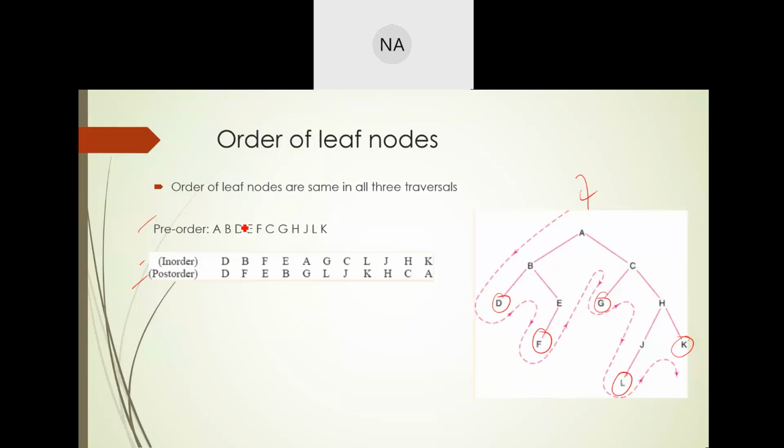That is D, F, G, then L, and then K. This order among all the leaf nodes is the same in pre, in, and post order. That is D, then F, then G, then L, then K in order. In post order also D, then F, then G, then L, and then K. The order of all the leaf nodes is the same in all three traversal algorithms: in-order, pre-order, and post-order.